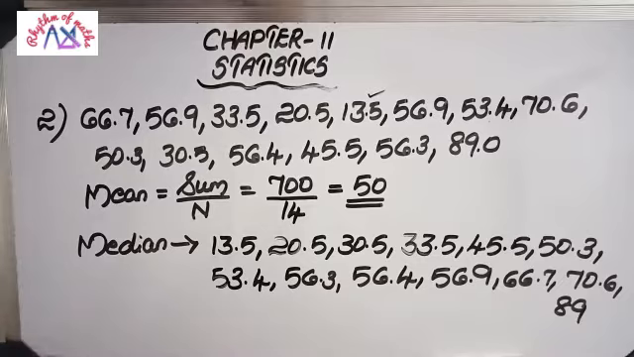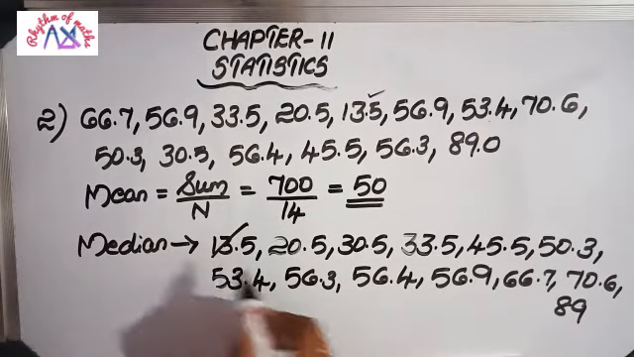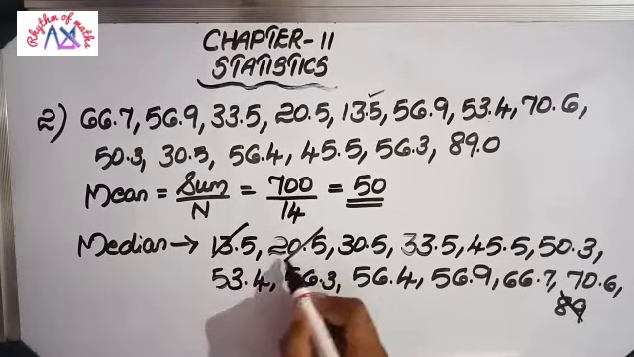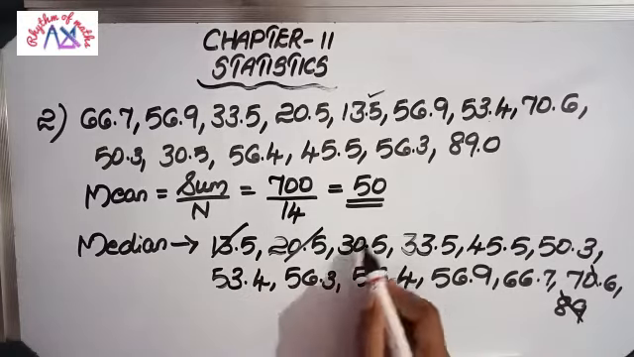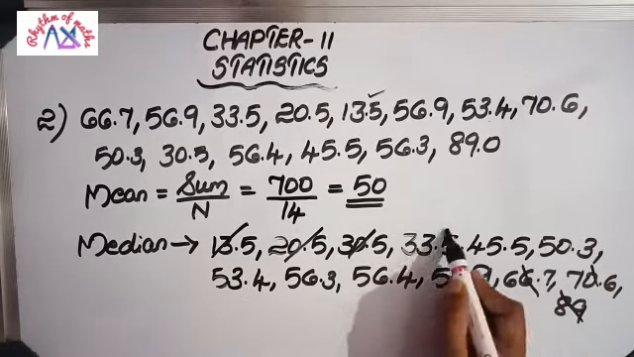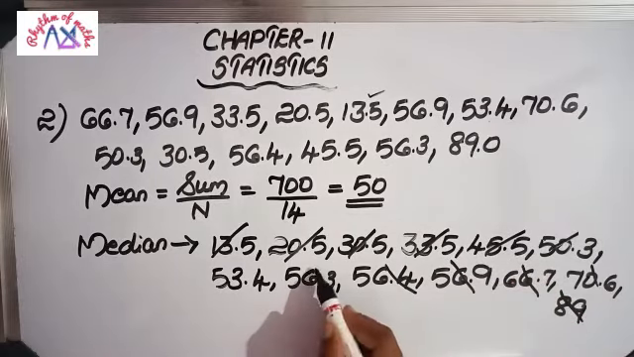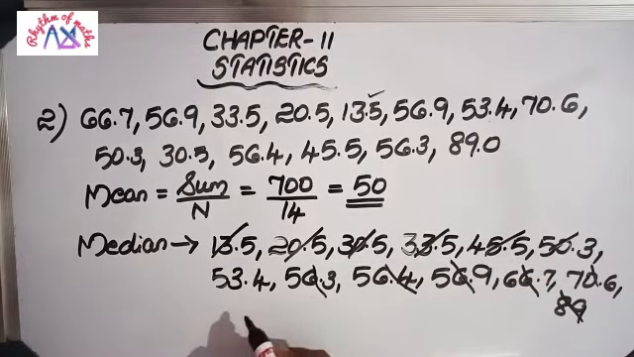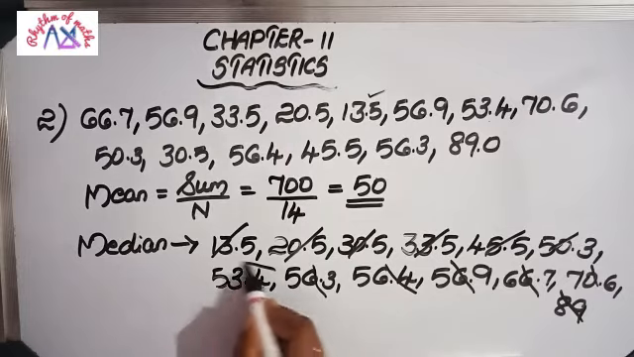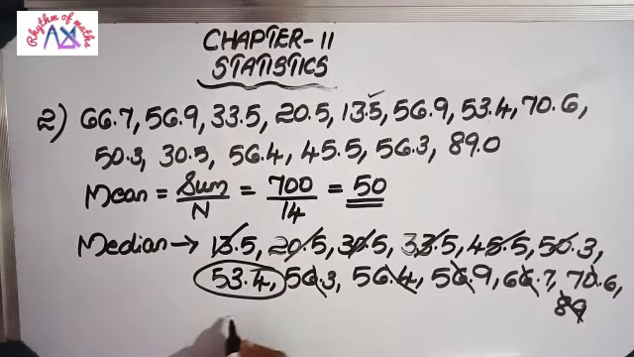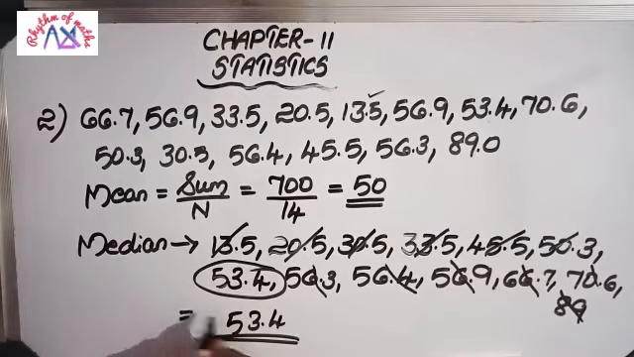Now let's start cutting from both ends. One from here, one from here, one here, one here, like this you have to cut. After cutting all this, exactly one number is left here, that is 53.4. So 53.4 is the median answer. Median rainfall is 53.4. So this is the second one's answer.